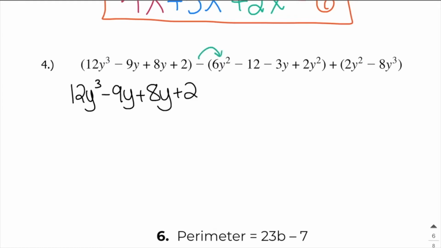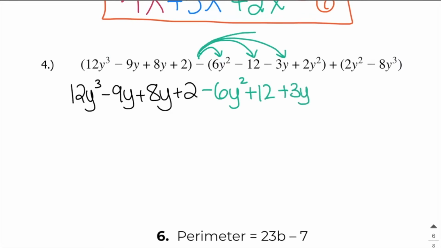So when I distribute it to this positive 6y squared, it becomes a negative 6y squared. When I distribute it to the negative 12, it becomes a positive 12. When I distribute it to a negative 3y, it becomes a positive 3y. And when I distribute it to a 2y squared, it becomes a negative 2y squared. I stop at this point because my bracket has closed. So I'm done distributing the negative. There's nothing else to distribute the negative to.